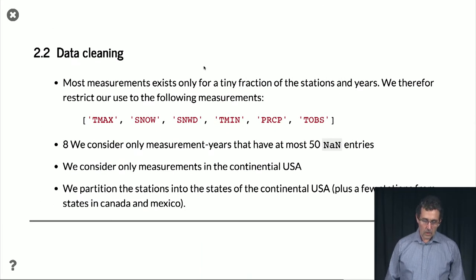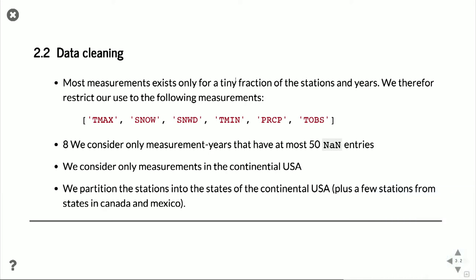So what you can see from analysis that I'm not showing here is that most measurements exist only for a tiny set of stations and years. So there are a lot of possible measurements, but for most of them, we have almost no data. So it doesn't make sense to try to analyze them, at least at this initial stage, where we're just trying to get a global picture of the distribution.